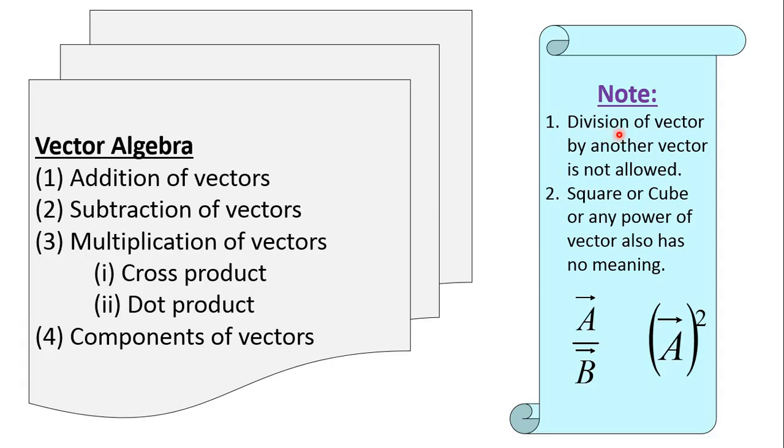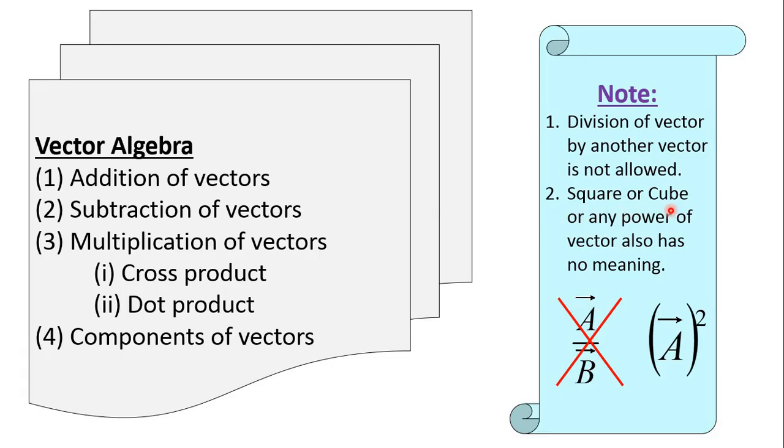Note that division of a vector by another vector is not allowed. As you can see here, vector A is in the numerator and vector B is in the denominator. But this kind of mathematical operation is invalid. It has no meaning. However, in the denominator you can have a scalar quantity, but you cannot have a vector in the denominator. Numerator can be a vector.